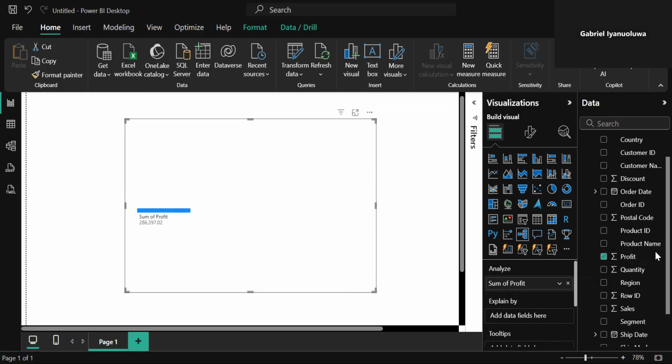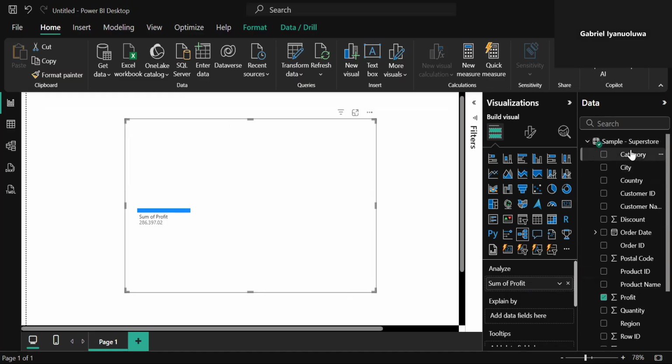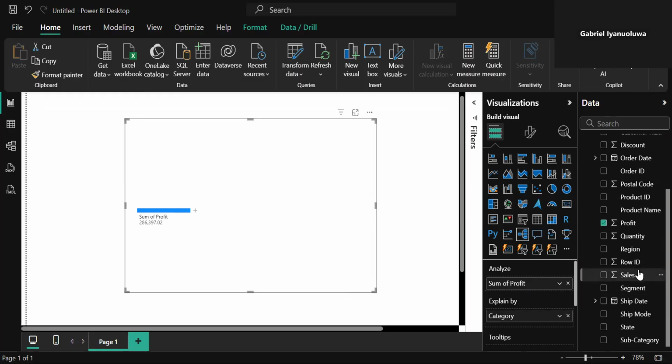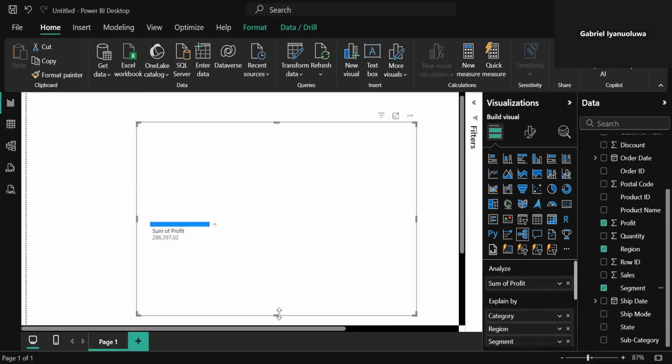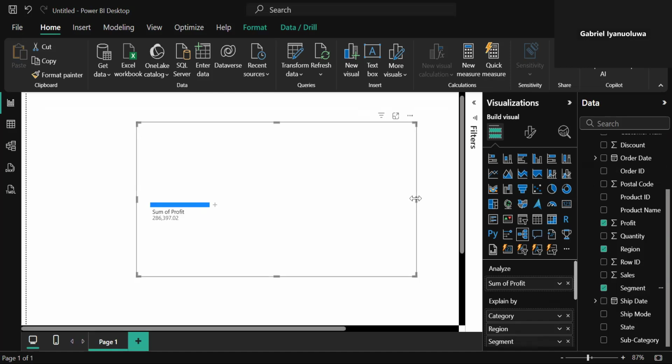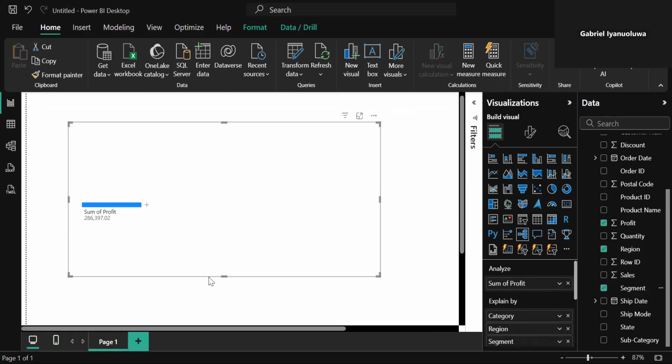So across the different variables I'm working with, I will work with categories, region, and segments. If you are working with this kind of thing, you can increase it a bit so that we'll be able to see what you are working with. Under this side we can see profit, because profit is what we use as the baseline, and we want to see the high level of profit across sectors.